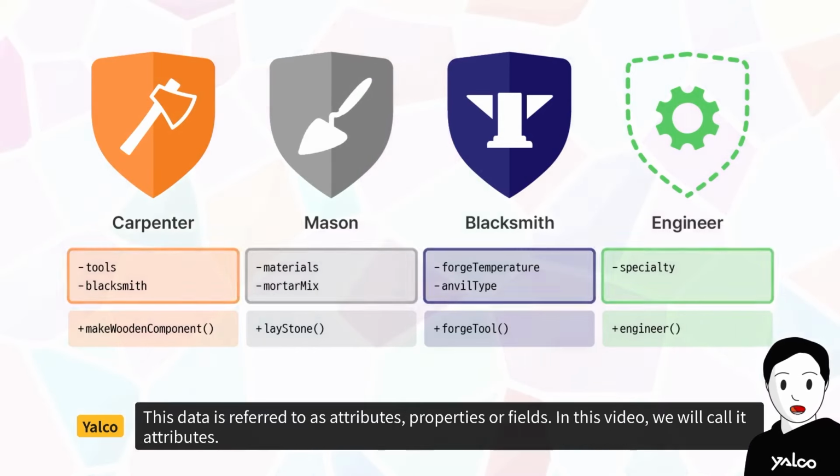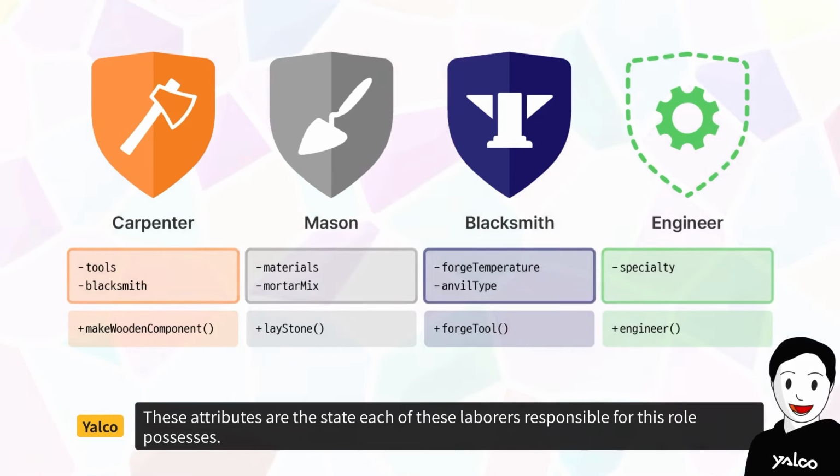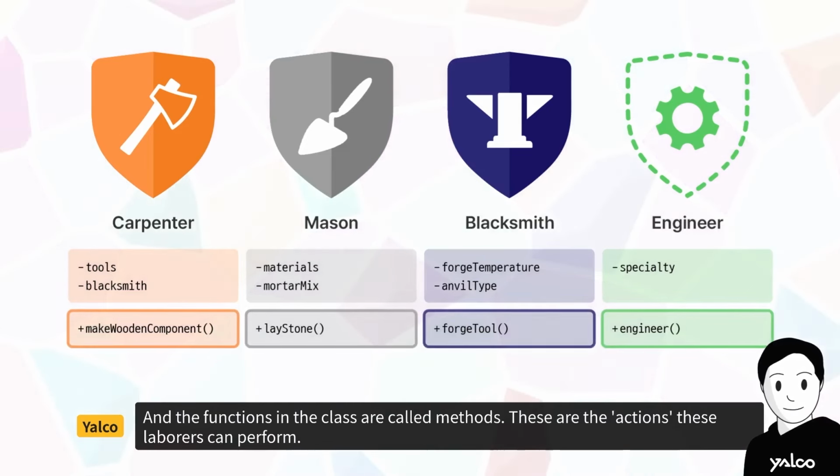This data is referred to as attributes, properties, or fields. In this video, we will call it attributes. These attributes are the state each of these laborers responsible for this role possesses. And the functions in the class are called methods. These are the actions these laborers can perform.